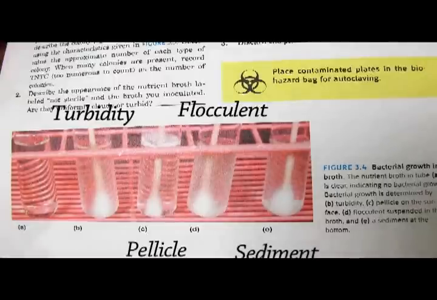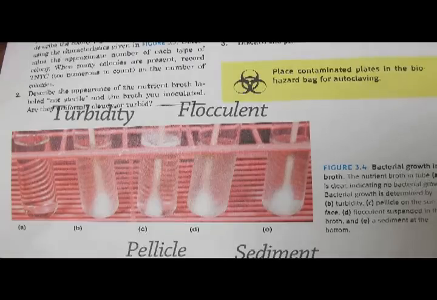So flocculent is kind of like snowflakes. It's just floating around in the broth. Pellicle is just a thin layer of bacteria on top of the broth. And then sediment is at the bottom of the broth.